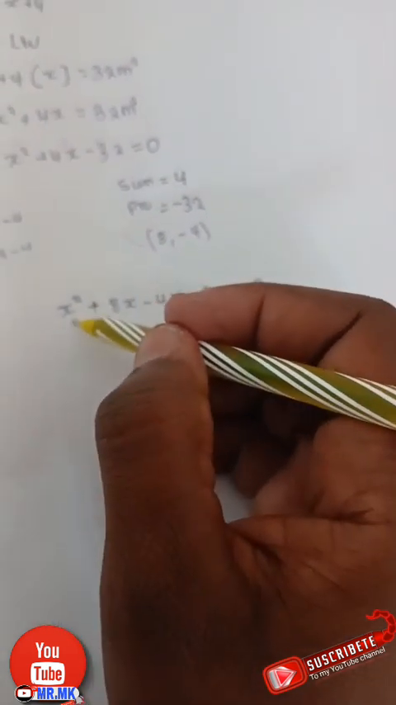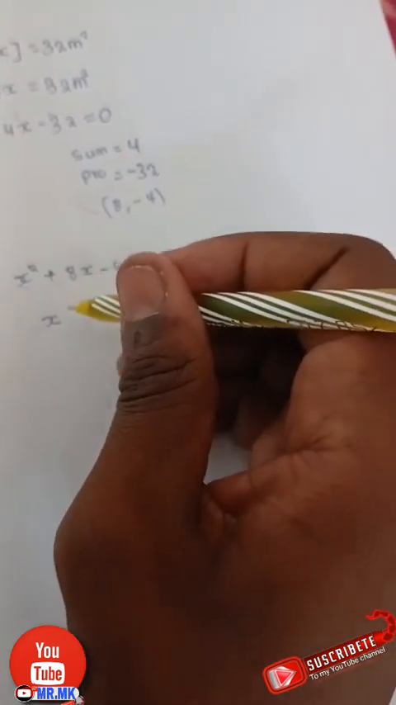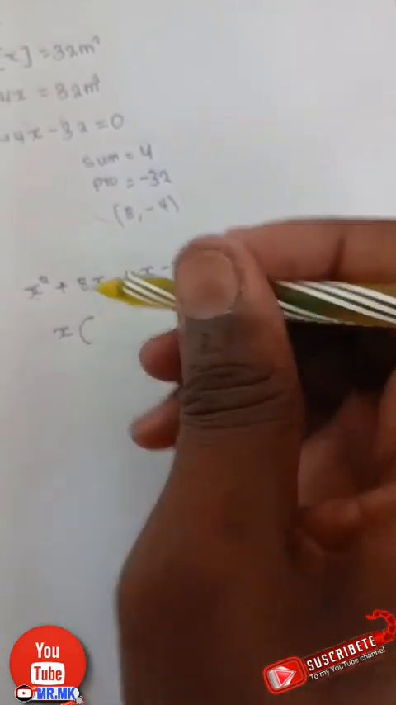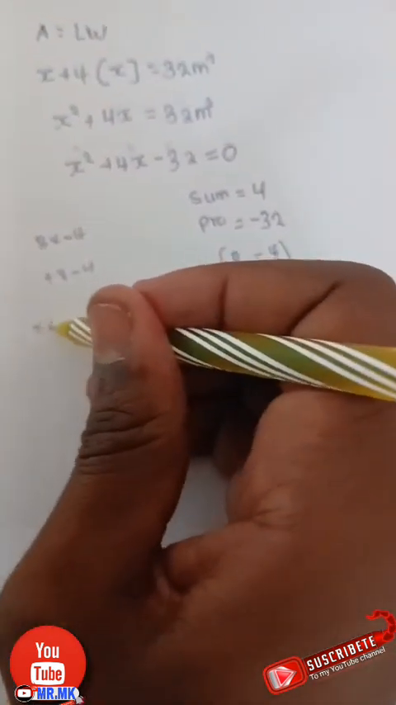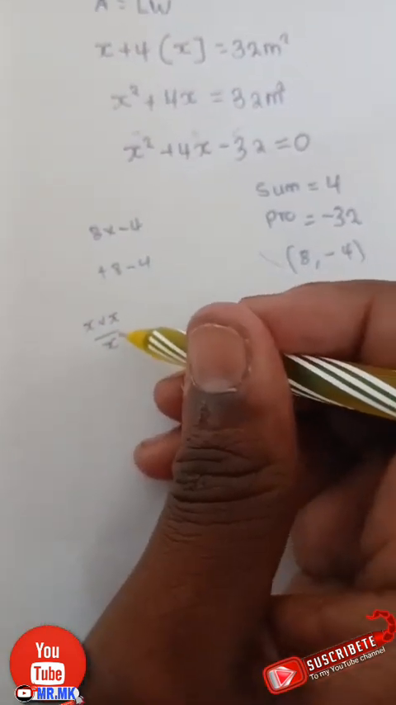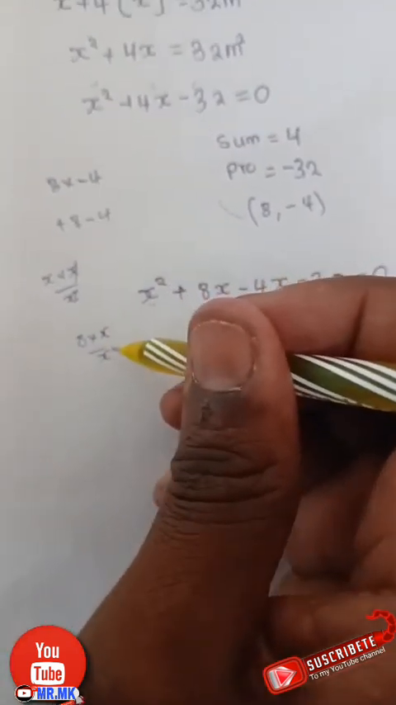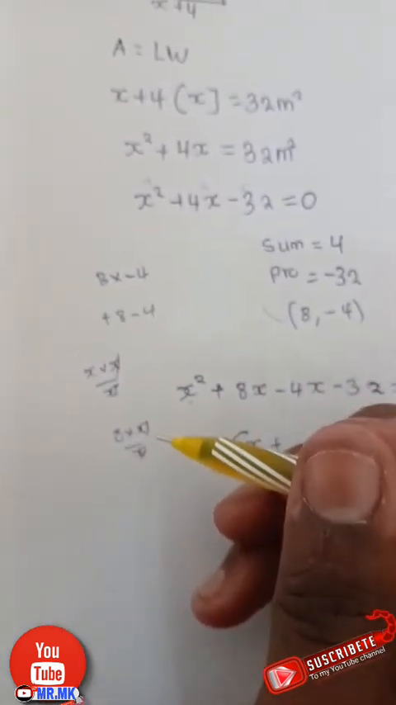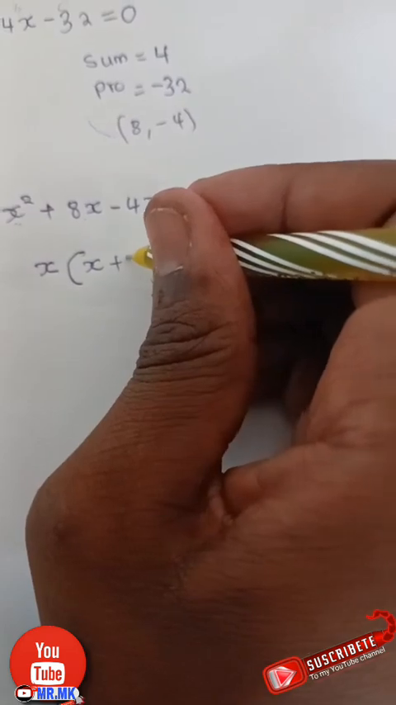How do you factorize it? x is common here. We factor out x into a bracket: x squared divided by x, meaning x times x divided by x. x will cancel with x, we remain with x alone. Plus 8x divided by x, x will cancel with x, and we will remain with positive 8. Close the bracket.